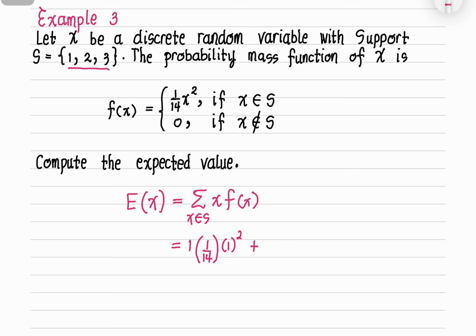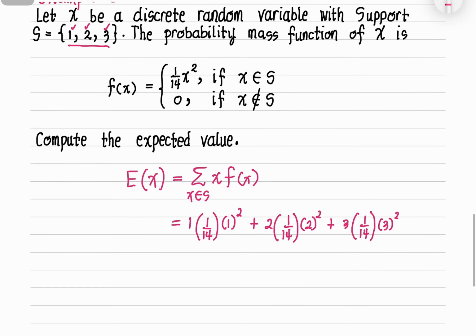Plus, 2 na tayo. So 2 times the corresponding probability, 1 over 14 also, times 2 squared. Plus 3, times its corresponding probability, which is 1 over 14, and of course x squared, that is 3 squared. So guys, pagka ganito, let's simplify first yung may exponent.